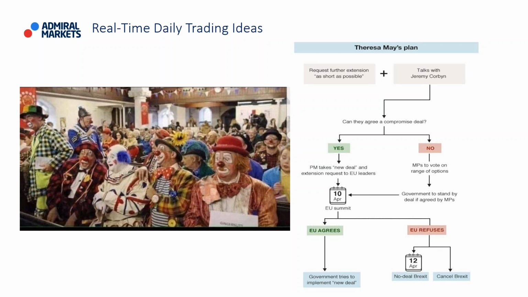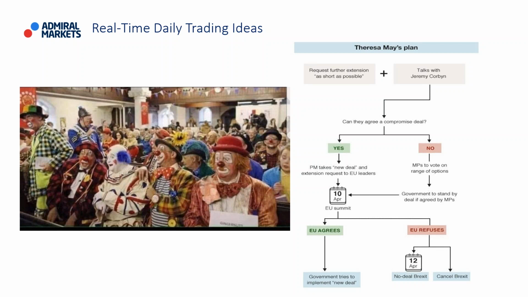She's also later on engaging in talks with Jeremy Corbyn, the head of the opposition, which means nothing's going to happen very fast there between those conversations. And furthermore, she's alienating part of her own party even further. But out of those talks, the question is, can they agree a compromise deal? Well, if there is a compromise deal, then the Prime Minister will take that new deal and request an extension to the EU leaders tomorrow.